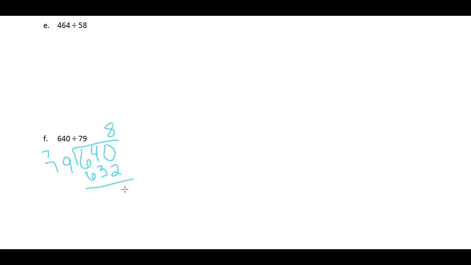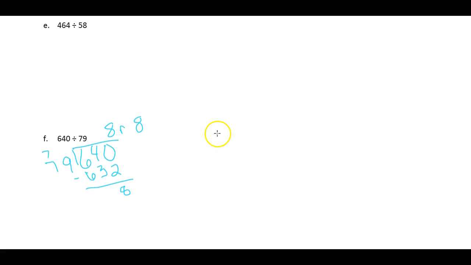What do you add to 32 to get to 40? Think about that. 2 plus what gets you 10? Oh, an 8. 8 plus 2 is 10. And then that way you got this extra 1. So that's your difference. So now you have 8, remainder 8.